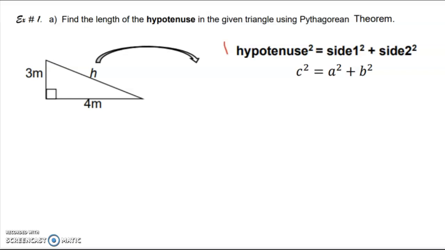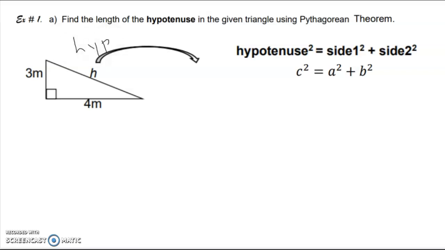The top one right here says hypotenuse squared equals side 1 squared plus side 2 squared. The one below it says c squared equals a squared plus b squared. So I'm just going to help name the triangle. In order to find the hypotenuse, you go from the 90 degree in the corner and go out. And this longest side right here is called the hypotenuse.